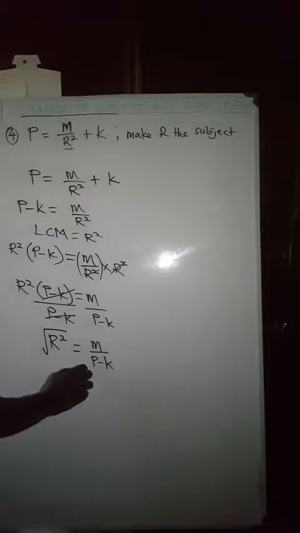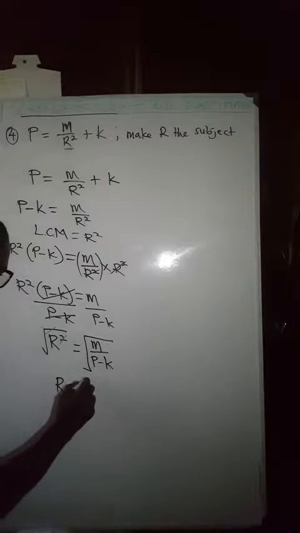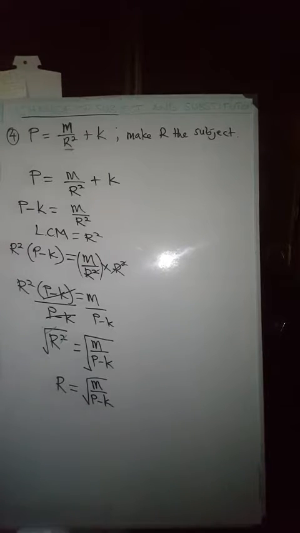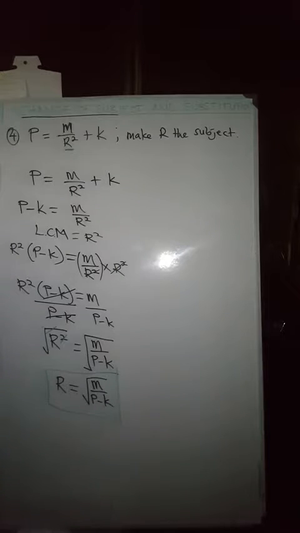So for me to remove the square, I find the square root of both sides of the equation. So I find the square root of R squared and the square root of M out of P minus K. Okay, and this square root is going to remove the square. So I have R is equal to square root of M out of P minus K. So this becomes our final answer.